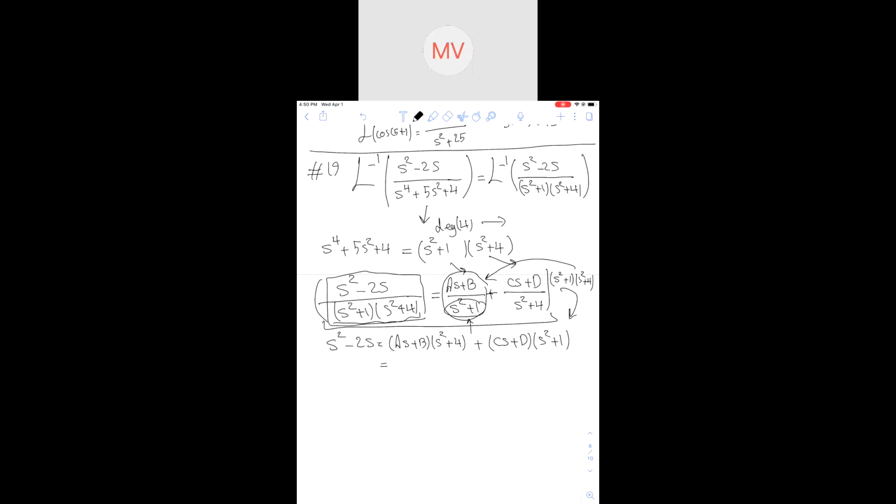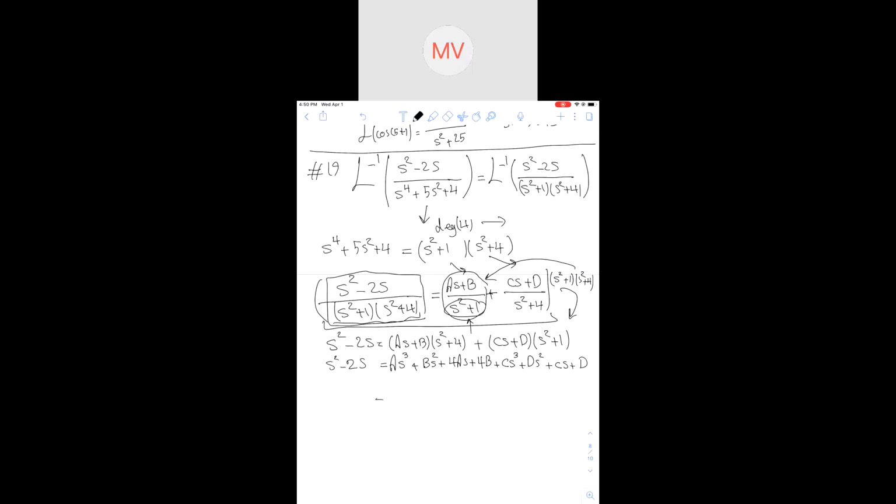Distribute. So we get as to the third plus, what else do we have? bs squared plus 4as plus 4b. Now we have cs cubed plus ds squared plus cs plus d.